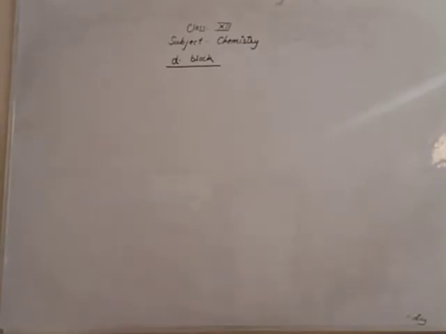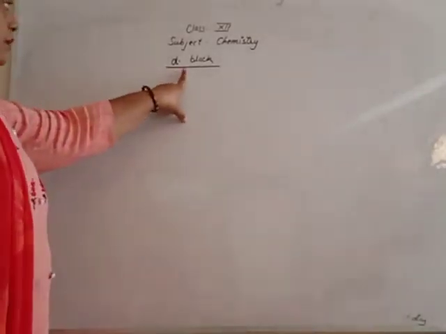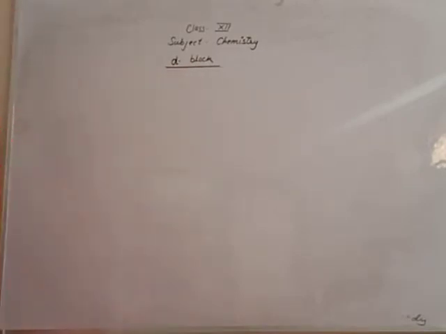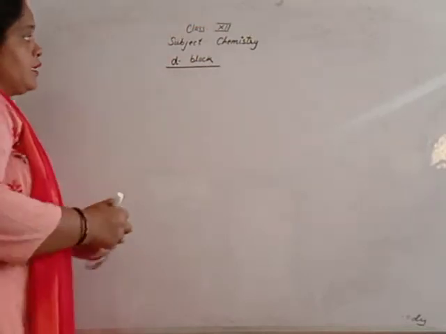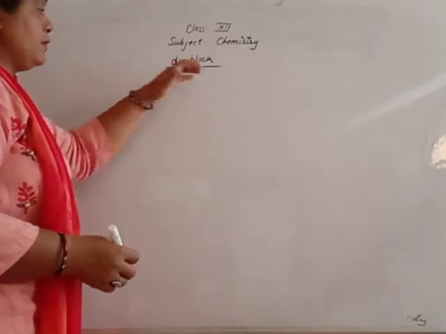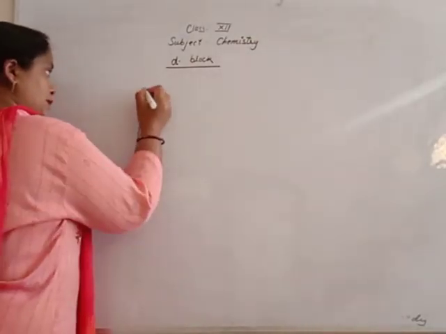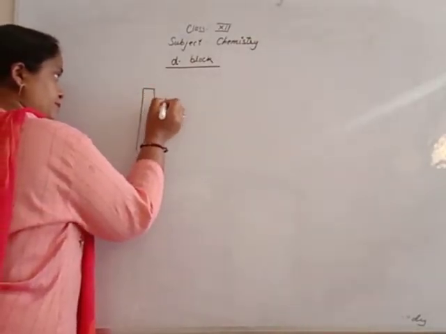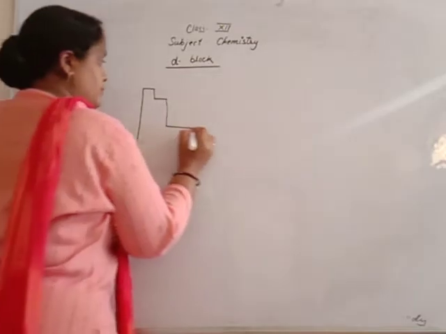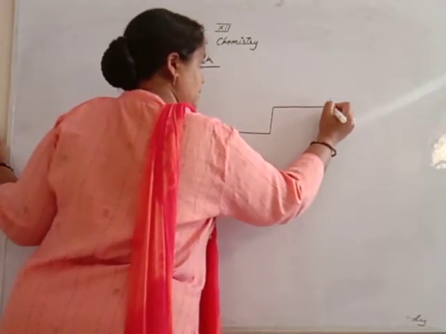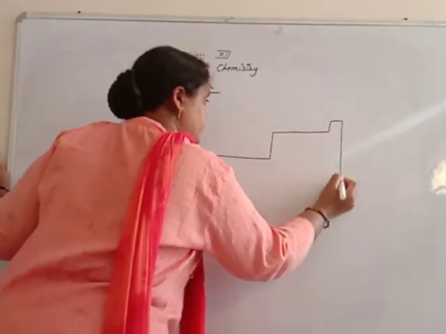Good morning students. Today we will start our chapter D block, that is unit 8 in chemistry part of class 12. Beta, as you learned, the basic structure of the periodic table is just like this one.